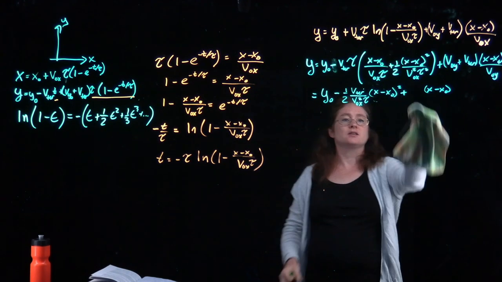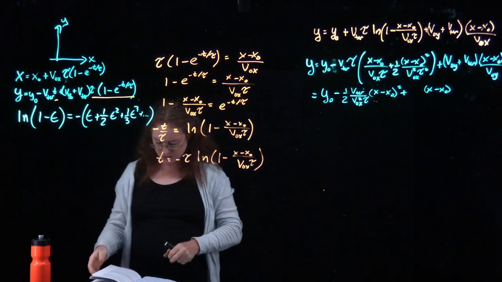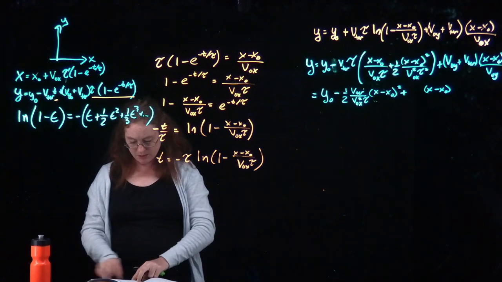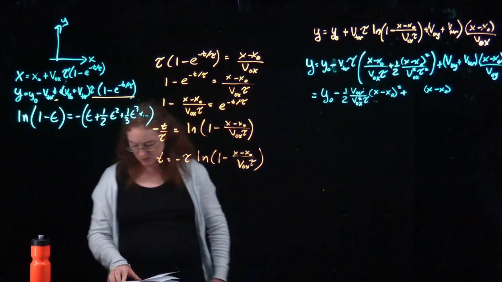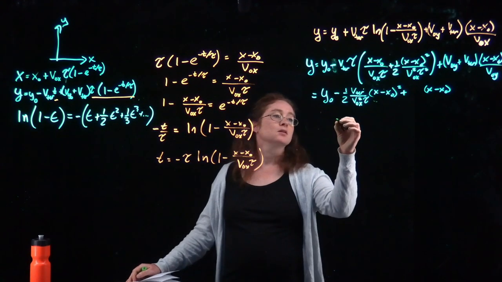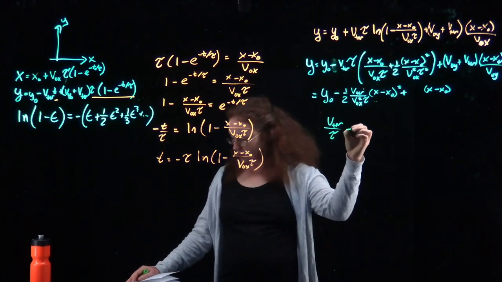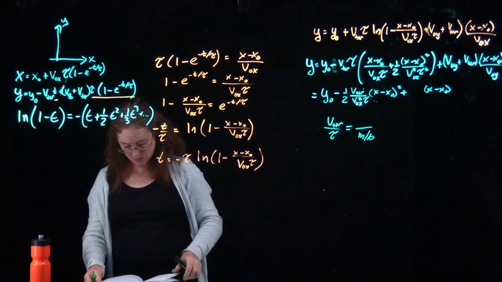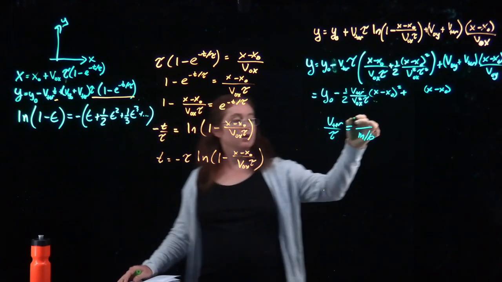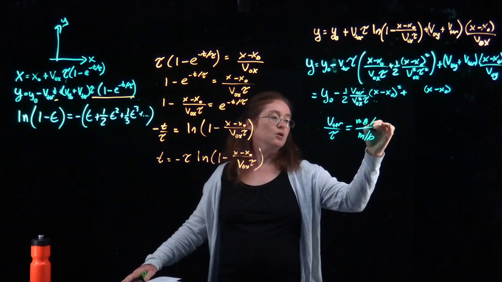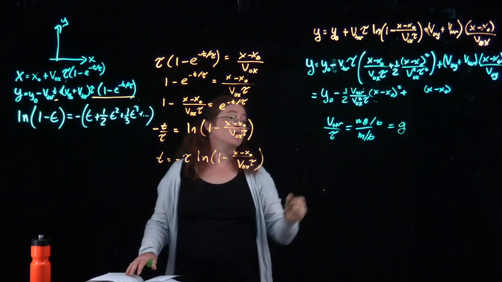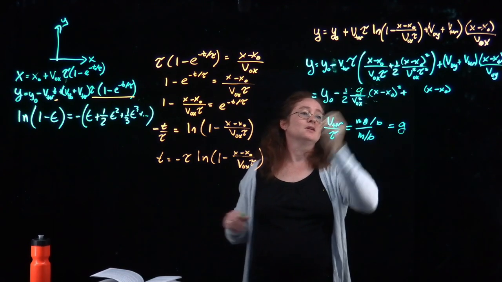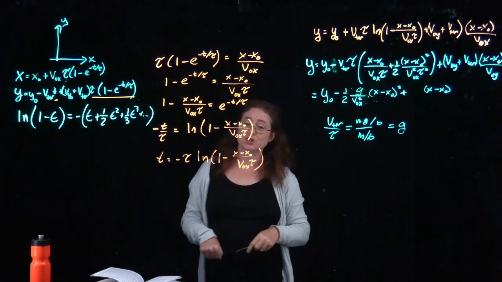So I have x minus x naught, and then I can use tau is m over b, and so v ter over tau is m over b, and m g over b. So this is just g. So I am left here with negative g, which is to say that I get my quadratic equation.